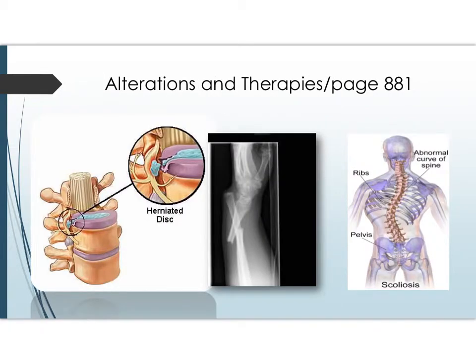Okay, so let's turn to page 881, Alterations and Therapies. We're going to take a look at herniated disc, fractures, and scoliosis. Our exemplars are multiple sclerosis, OA, which is osteoarthritis, and PD, which is Parkinson's. Realize that we will cover spinal cord injuries in adult health too. So first let's talk about herniated discs. We are talking right here, this picture with herniated disc.